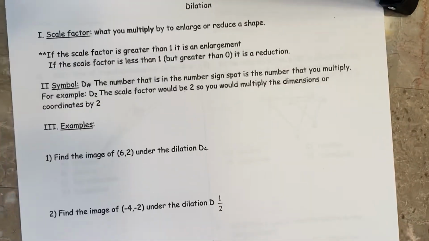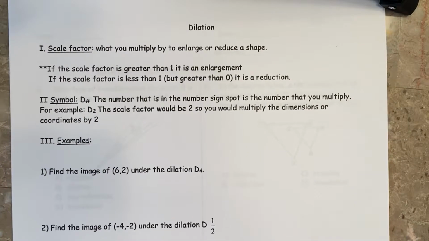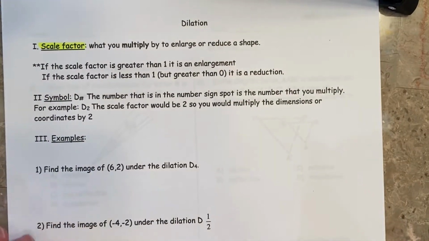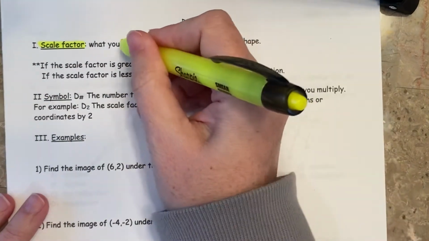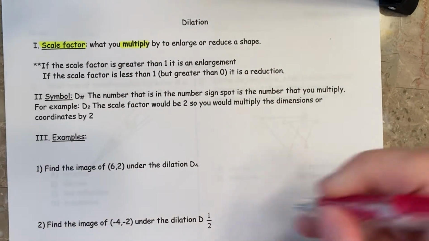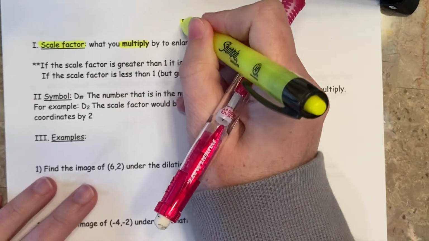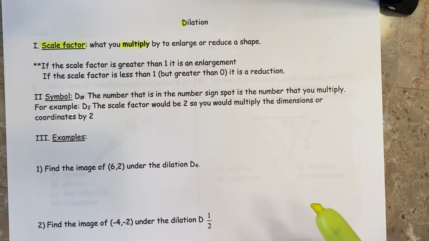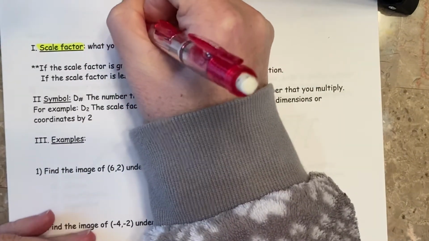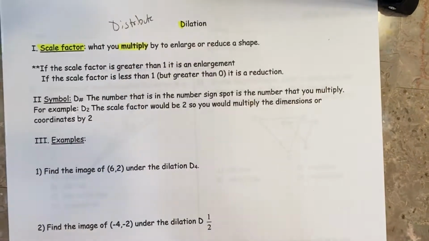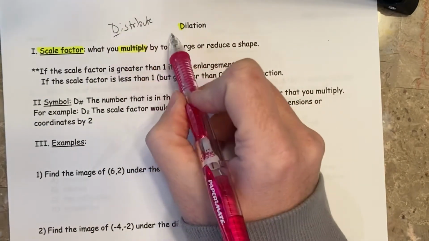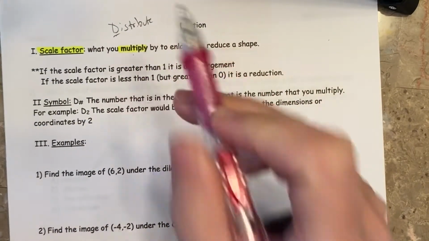So for dilation, there's a lot more math that goes with it, but it's not too bad, I promise. So you want to know the vocabulary word scale factor. And scale factor is what you're going to multiply by. So dilation is multiply. Kind of helps. Remember, when we talk about how to distribute something, we always say distribute. Distribute means to multiply. Well, you have that D, and then you have the D here. So distribute, dilation, multiply. They both mean to multiply.